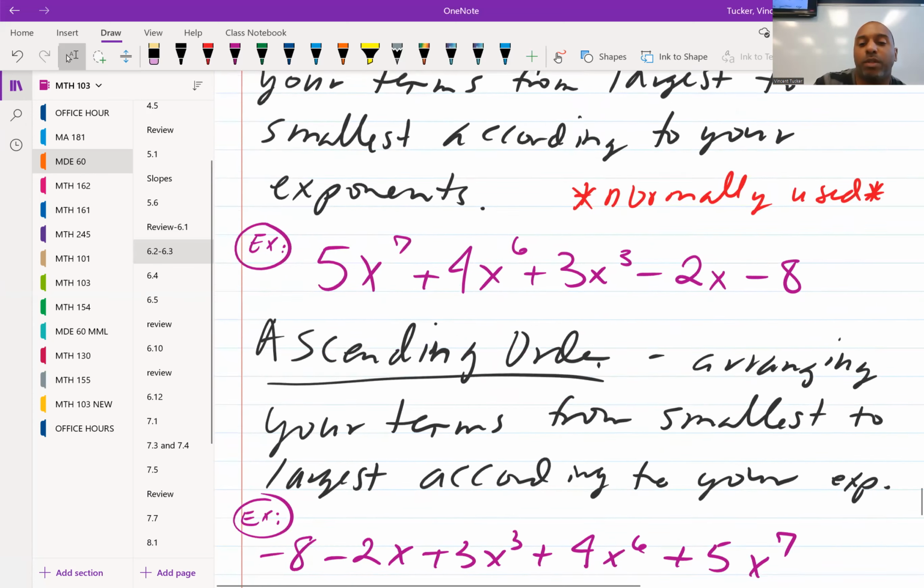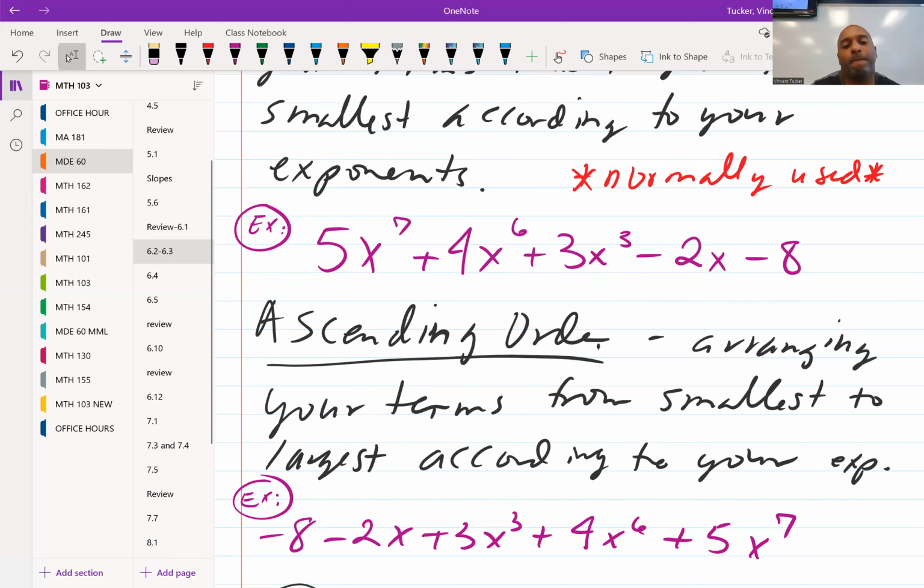Then ascending order is just doing the opposite, arranging your terms from smallest to largest according to your exponent. So you just rearrange all your terms in the opposite direction: -8, -2x plus 3x cubed plus 4x to the 6th plus 5x to the 7th. Notice whatever's negative stays negative, whatever's positive stays positive. Always make sure you hold true to the signs that you were given originally.